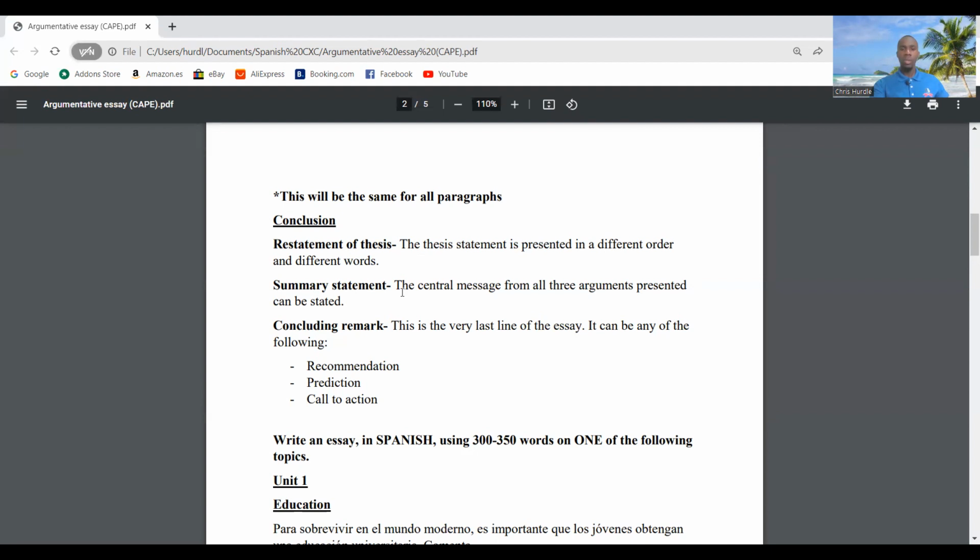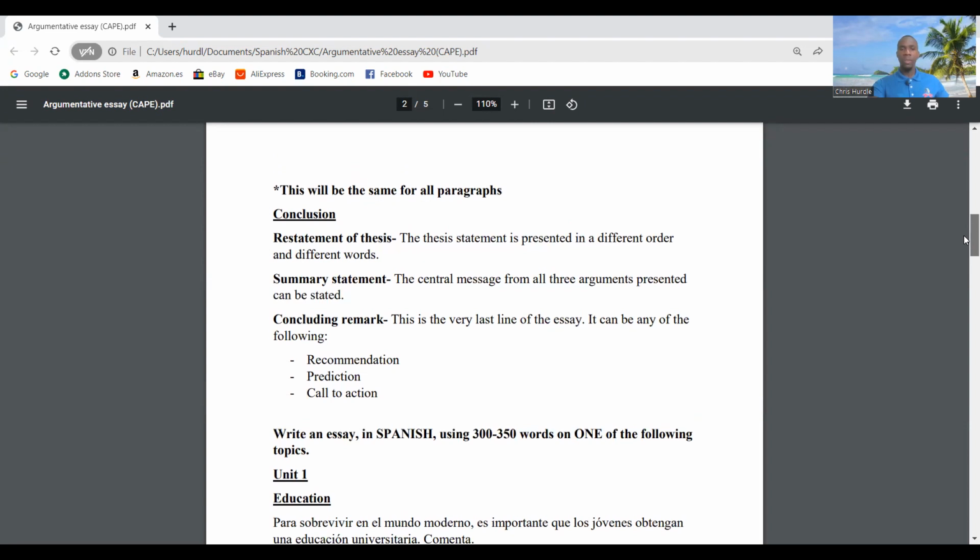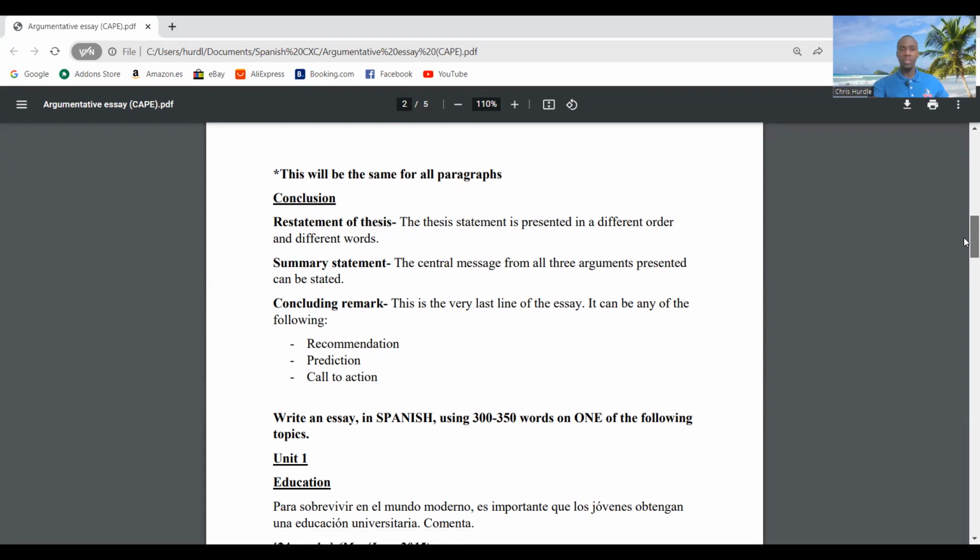Now, we're going to look at 2 examples now. Of course, we'll start with Unit 1. So on the exam, these are going to be the instructions. Write an essay in Spanish using 300 to 350 words on one of the following topics.